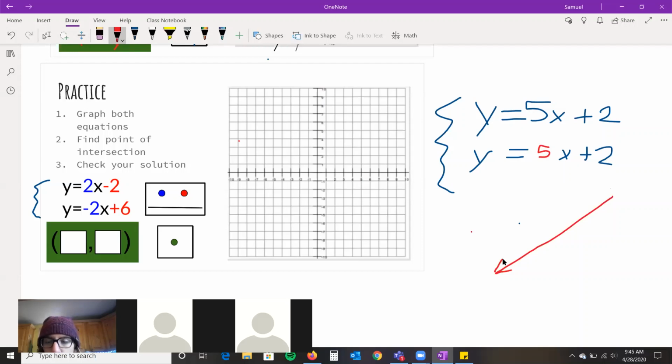So if they are both graphed and they look something like this, it's the same line, right? So you'd graph one and then you'd graph the other and they'd be right on top of each other. So how many solutions is that? How many times are those lines intersecting? Are they not intersecting? Are they intersecting once, or are they intersecting at every single point?